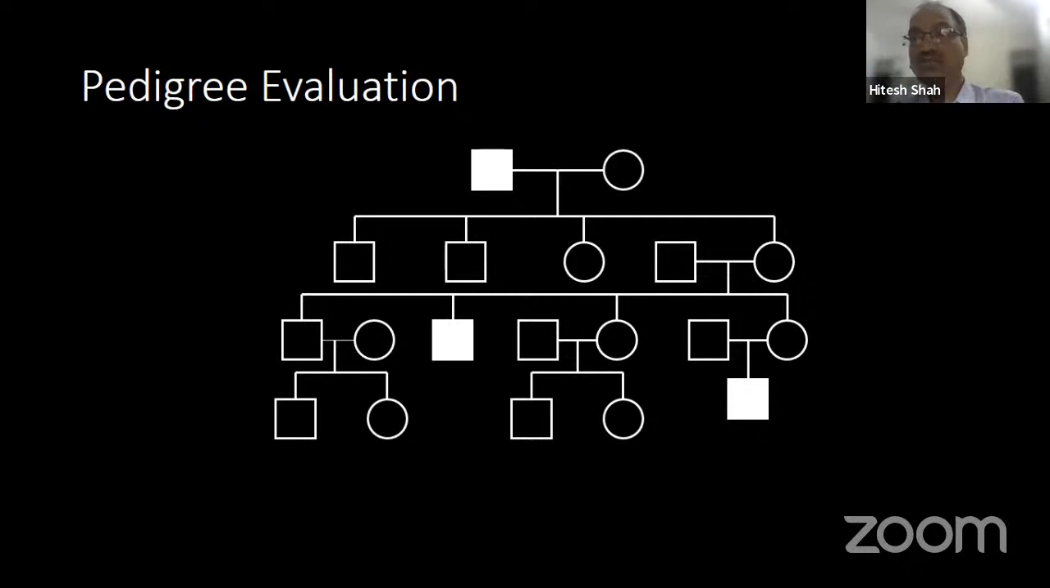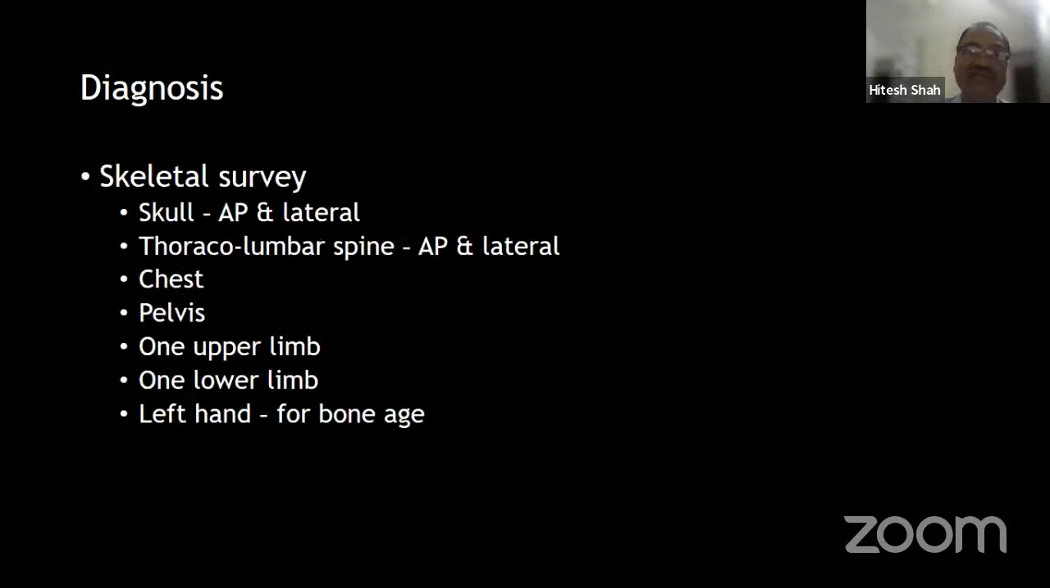But if it is possible, we need to ask about the parents and grandparents, particularly the paternal and maternal grandparents, to find out what type of disorder is there. Because the history and clinical findings are important to diagnose a skeletal dysplasia. Then we come to the radiological examination.